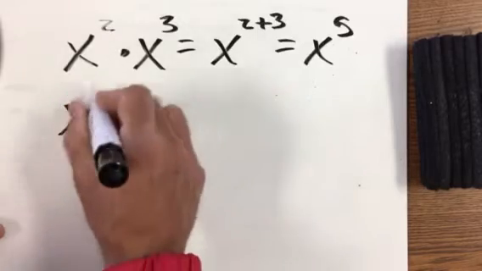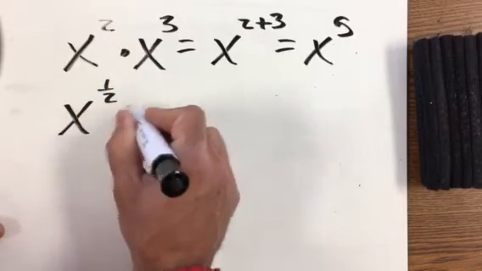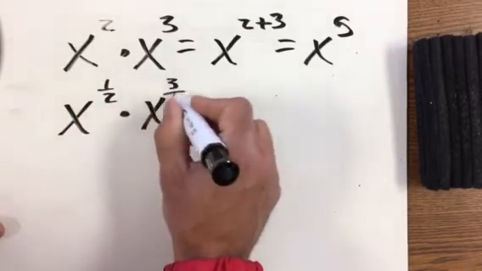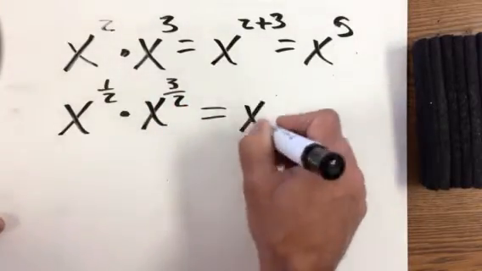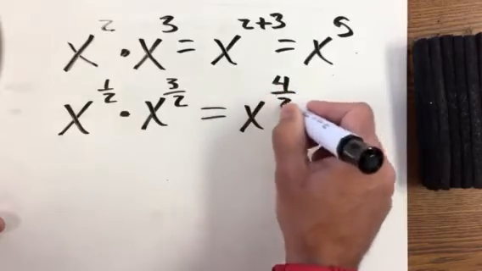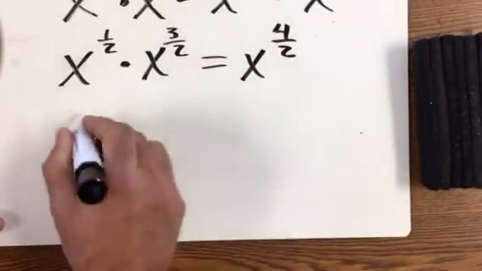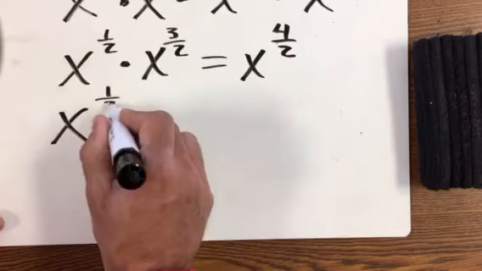So the same thing's true when they're rational. The only difference is I need to make sure that they're a common denominator. So these are a common denominator, so I can add them. So it's going to become x to the 4 over 2. If it's not a common denominator, I need to get it to be one.